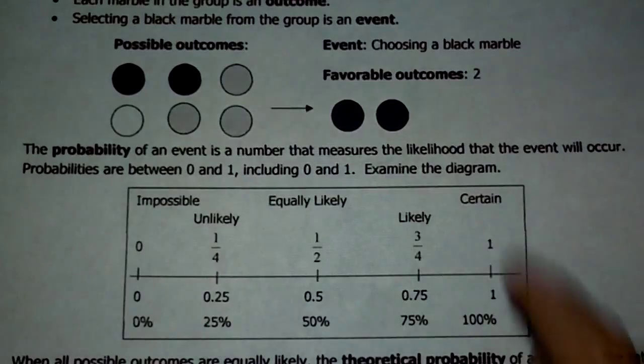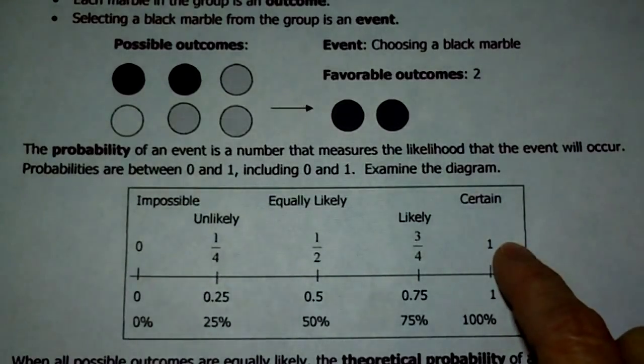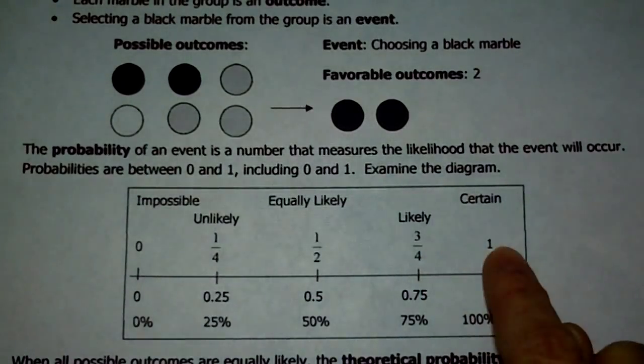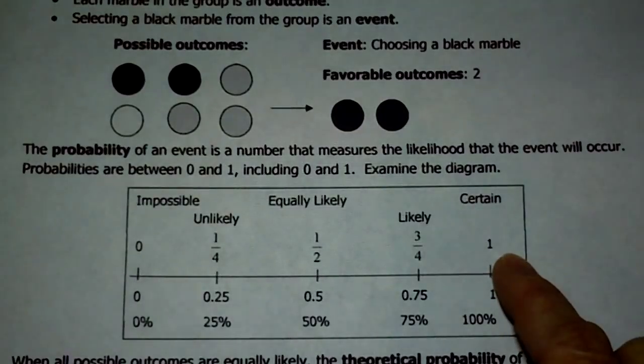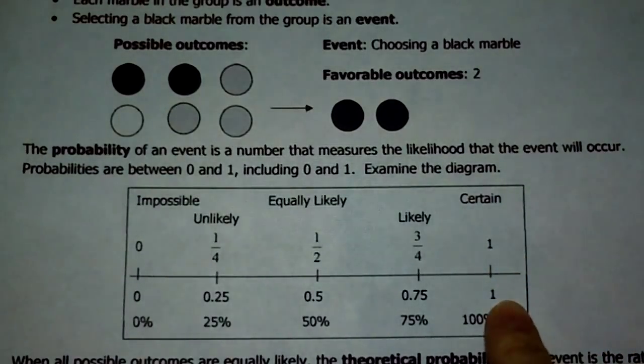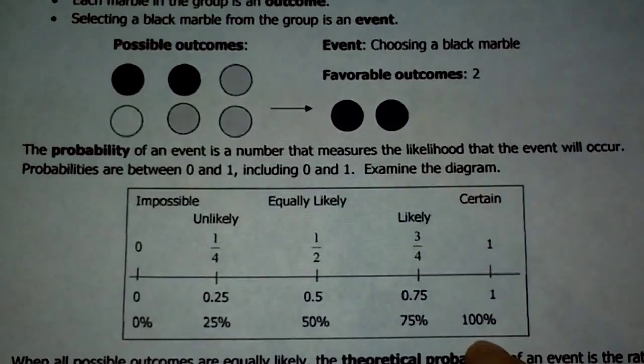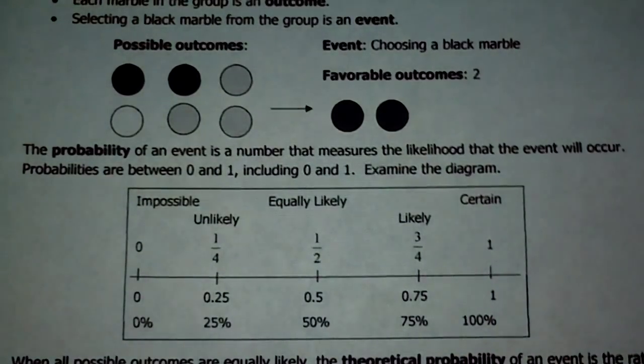Anyway, if an event is likely to happen, it's 3/4. If it's certainly going to happen, meaning there's no other possibility, it's for sure, then it's a 1, or 100% if you change that 1 into a percent.